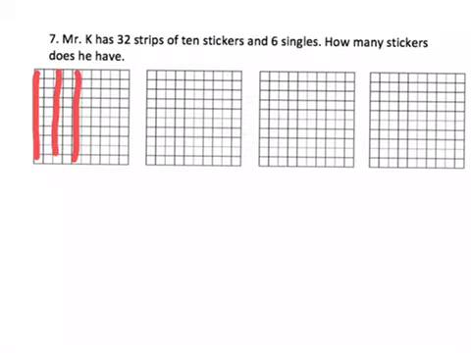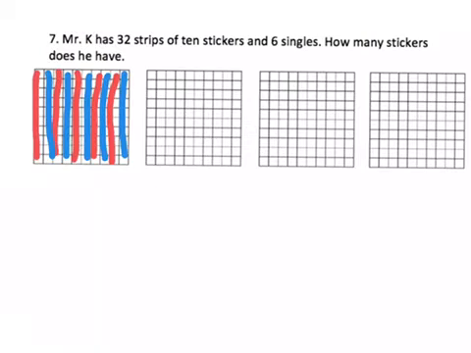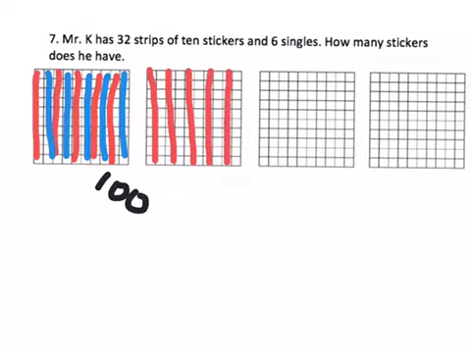2, 3, 4, 5, 6, 7, 8, 9, 10. Okay, so I've colored in 10 tens for a total of how many stickers? All right, that's 100 so far. But how many strips of 10 does he have? I've got more than 10. What does the problem say? 32. I have 32 strips of 10, so I need to keep coloring in strips of 10 until I have 32 strips of 10.